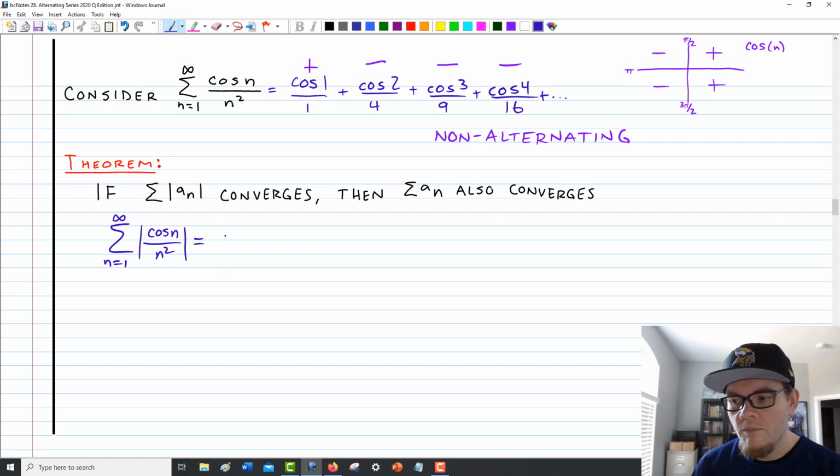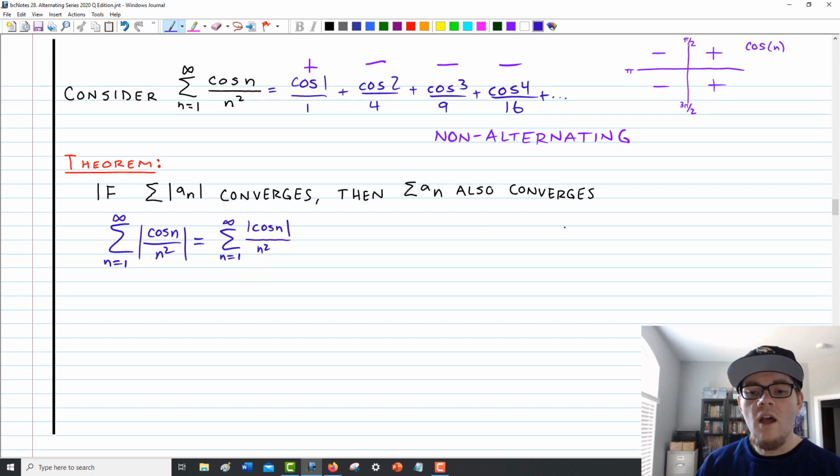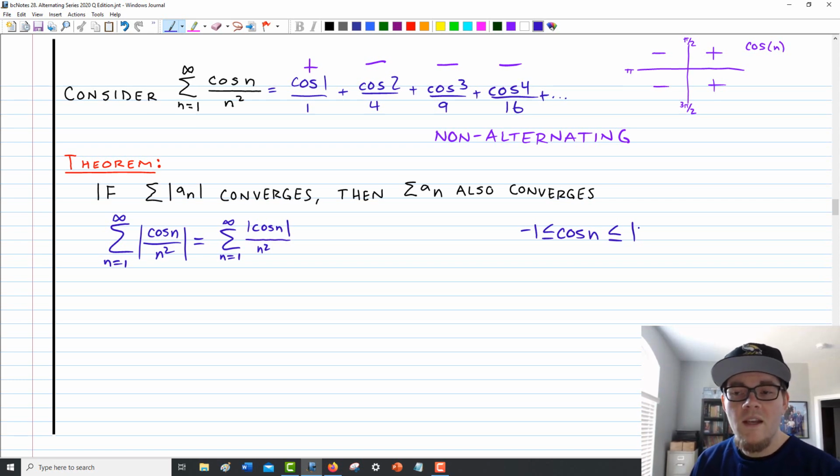Of course, if you're writing out what this is equal to, the n squared is already positive. So instead we can really just think about it as the absolute value of cosine of n over n squared. And the reason I start this off is because there's something kind of neat about cosine of n. Cosine of n is between -1 and 1, because cosine is nicely bounded that way. -1 is the smallest value cosine ever gets, that occurs at pi, and 1 is the biggest it ever gets, that would occur at 0, or 2 pi, 4 pi, 6 pi, all those different things.